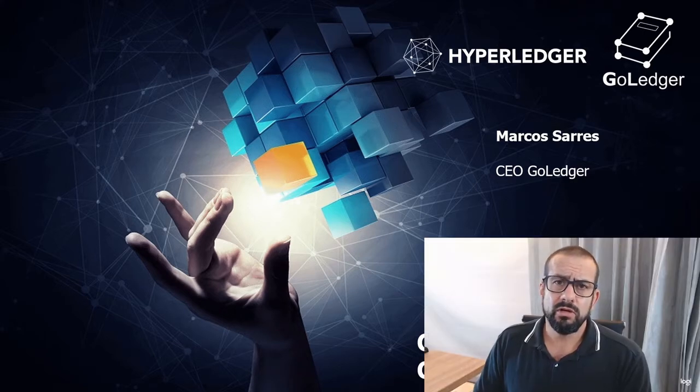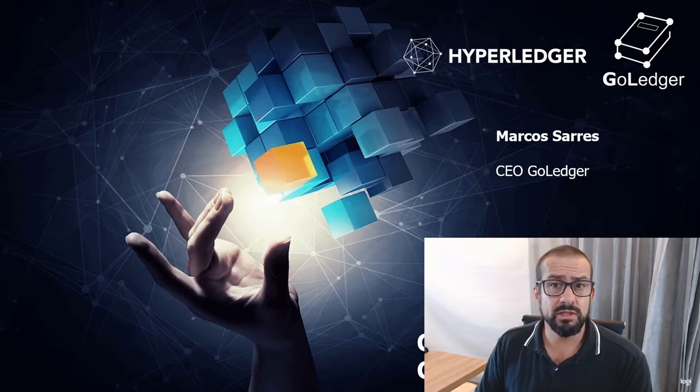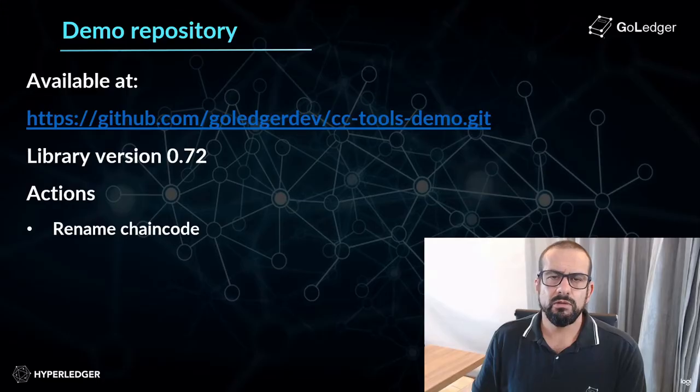Today we're going to talk about the initial setup for using our Hyperledger Fabric Chaincode library, GoLedger CC-Tools. For those who are new at our channel, please consider watching our beginner's tutorial video. I'll post the link in the description below. We're going to use GoLedger CC-Tools library version 0.72 and also our demonstration repository that's available on GitHub. After cloning this repository, we're going to rename our chaincode and start a new network locally on our machine.